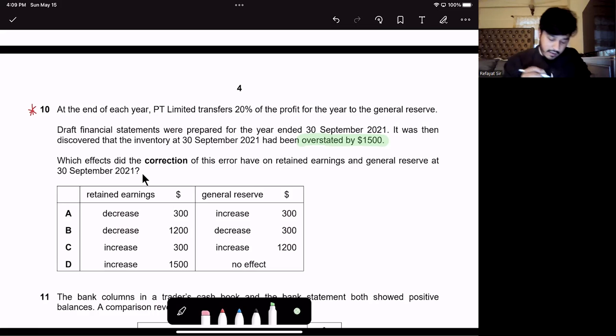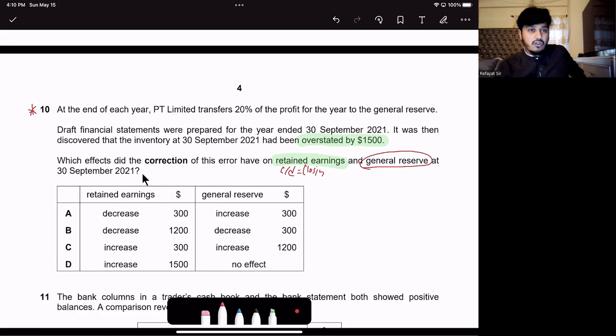So the effect on retained earnings basically means the balance carried down of retained earnings, or the closing balance of retained earnings. And the effect on general reserve means how much the general reserve will increase or decrease, because whatever profit we make, 20% of it goes to general reserve. Now look into this one.